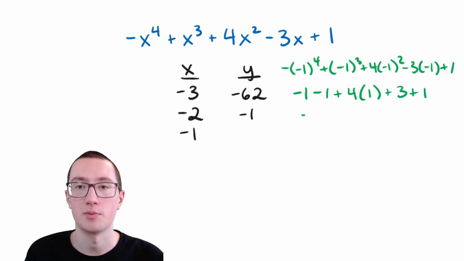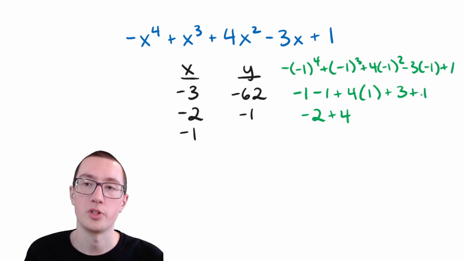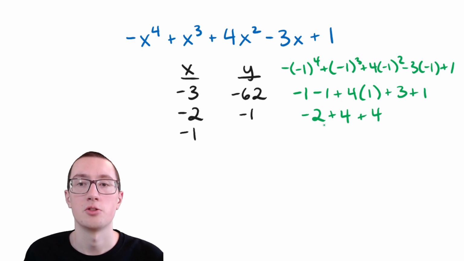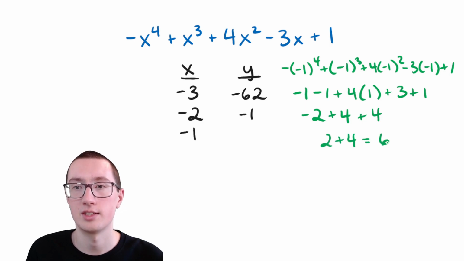Minus 1, that's minus 2. Plus 4 times 1 is 4. Plus 3 plus 1 is 4. So here we have negative 2 plus 4. That's the same thing as 4 minus 2, which is 2. And then plus 4 is 6.